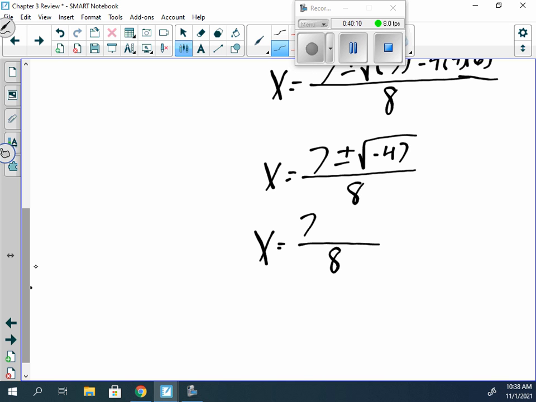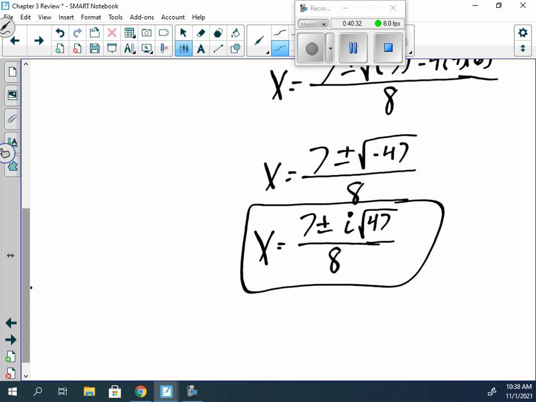Do y'all think it's going to be possible to reduce the square root of 47 down? Because 7 squared is 49. So 47 is not likely. But we can do one thing. We can take out the i. Because we cannot leave a negative inside the square root, inside the radical. And that's it. Any other questions on 26 or 27?